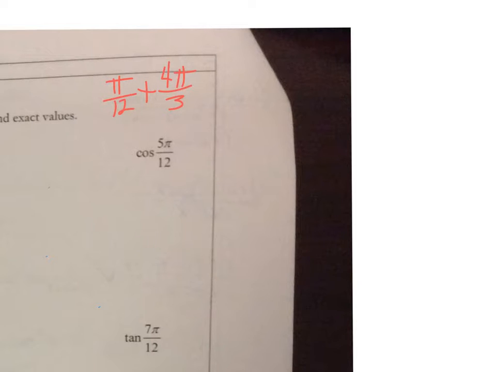But those don't really help us, because while 4 pi over 12 reduces to pi over 3, which is on the unit circle, pi over 12 is not. But if I think of 5 pi over 12 as 2 pi over 12 plus 3 pi over 12, 2 pi over 12 reduces to pi over 6, which is on the unit circle. 3 pi over 12 reduces to pi over 4, which is on the unit circle.